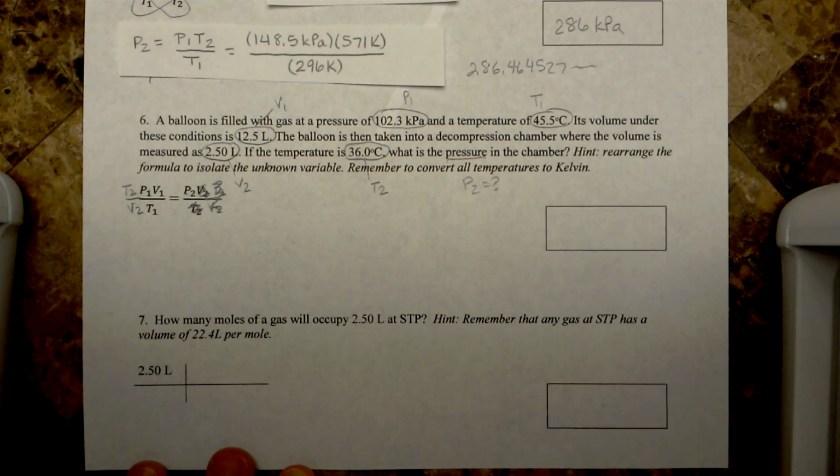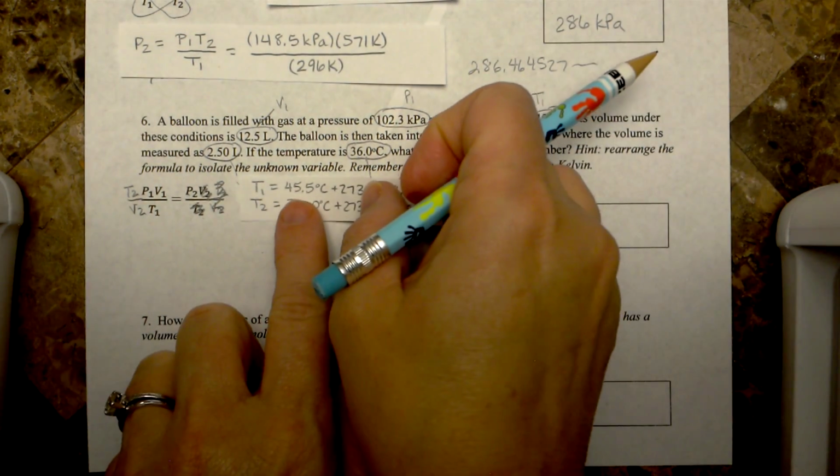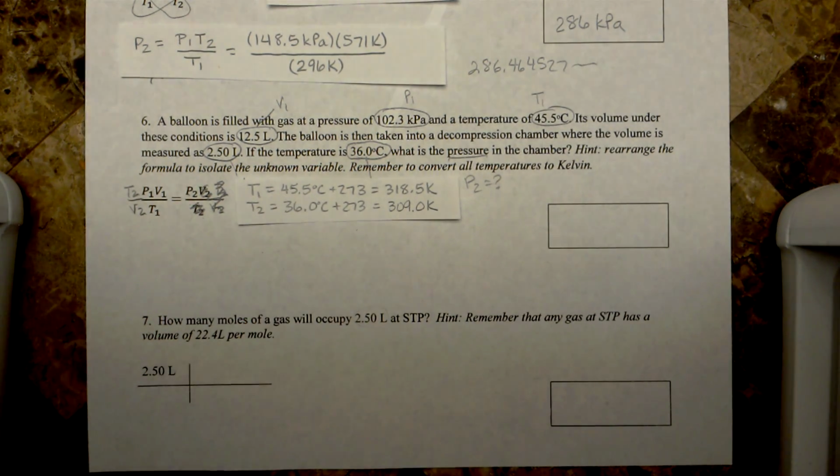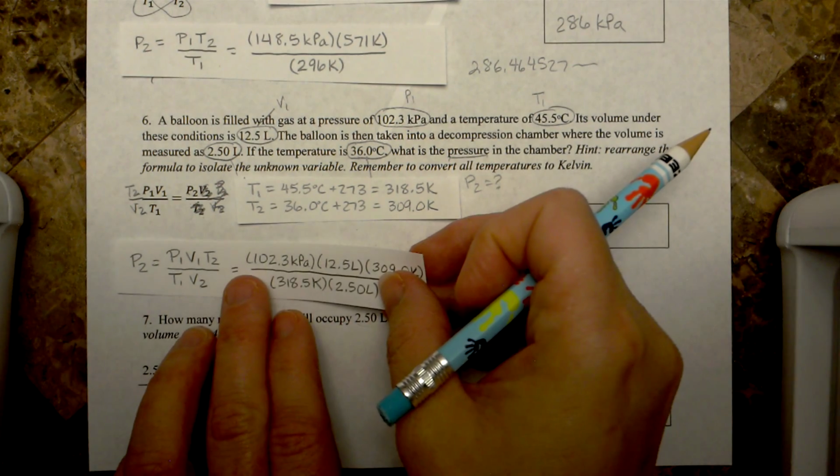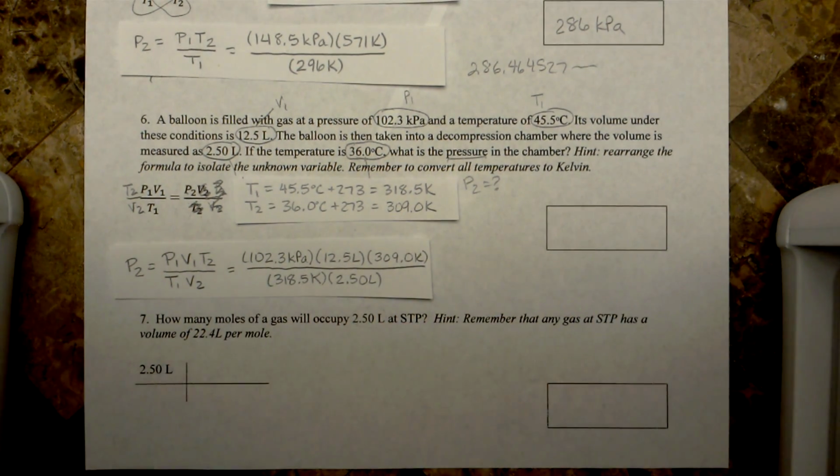Now let's look at our temperatures, which need to be converted to Kelvin. You never use a temperature that's not in Kelvin when you're working with gas laws. And then we're going to take our formula and simply plug all of the known information into the formula correctly.